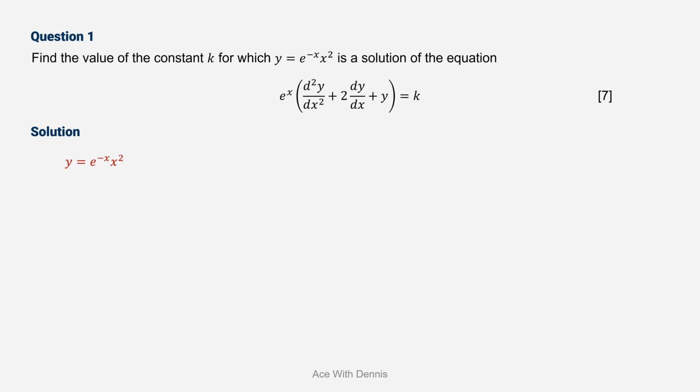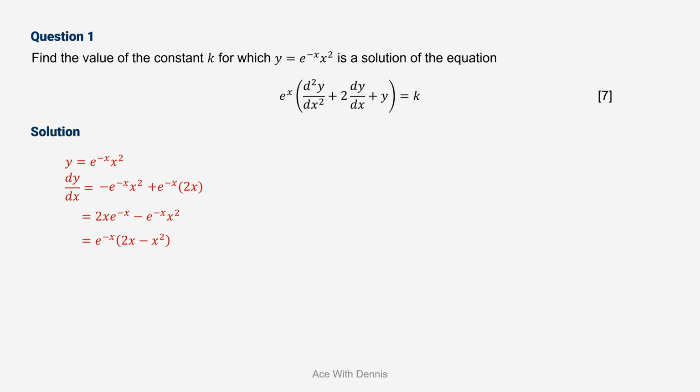Given the equation y equals e to the power of negative x times x squared, we differentiate this equation. dy over dx will be negative e to the power of negative x times x squared plus e to the power of negative x times 2x, by applying the product rule. Then we simplify, we get 2x e to the power of negative x minus e to the power of negative x times x squared. Factorize e to the power of negative x, then we get e to the power of negative x times 2x minus x squared.